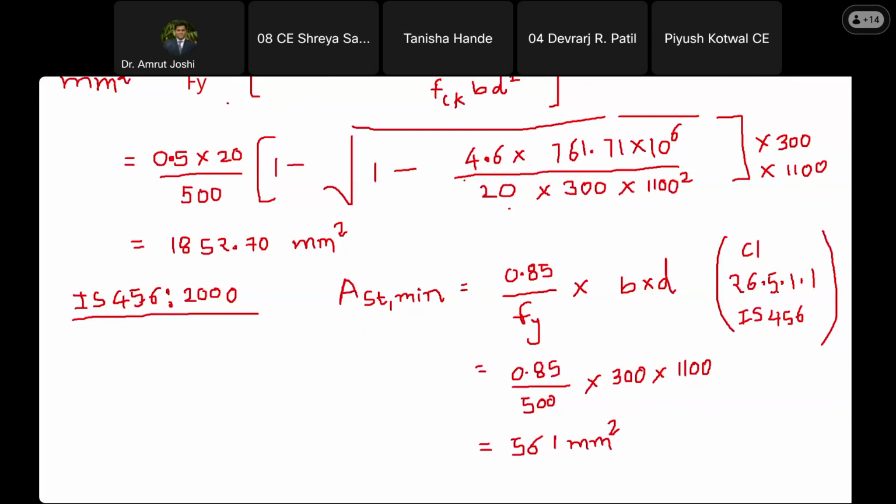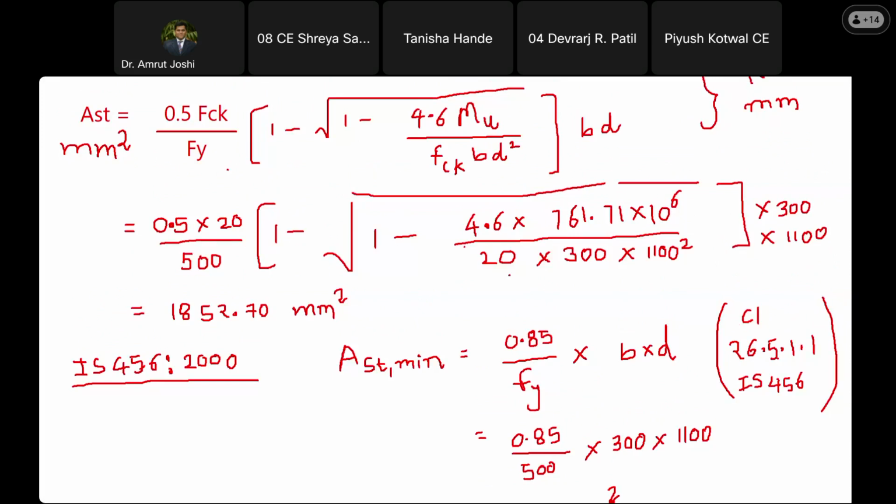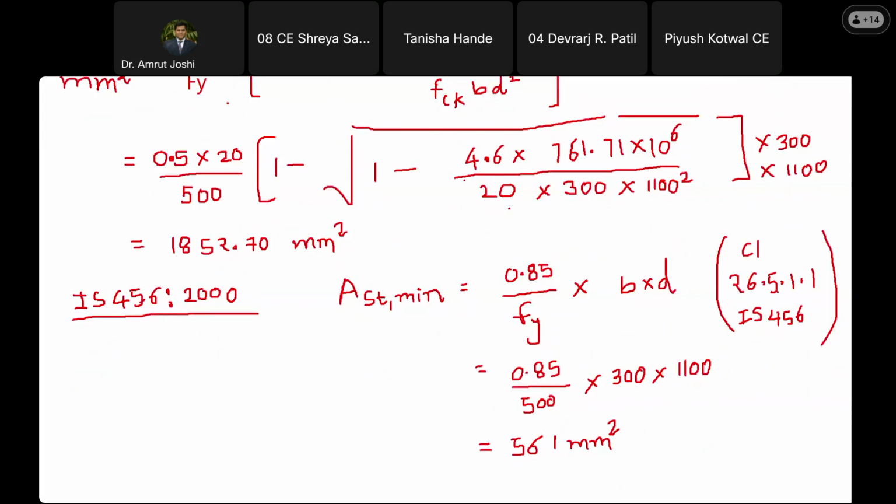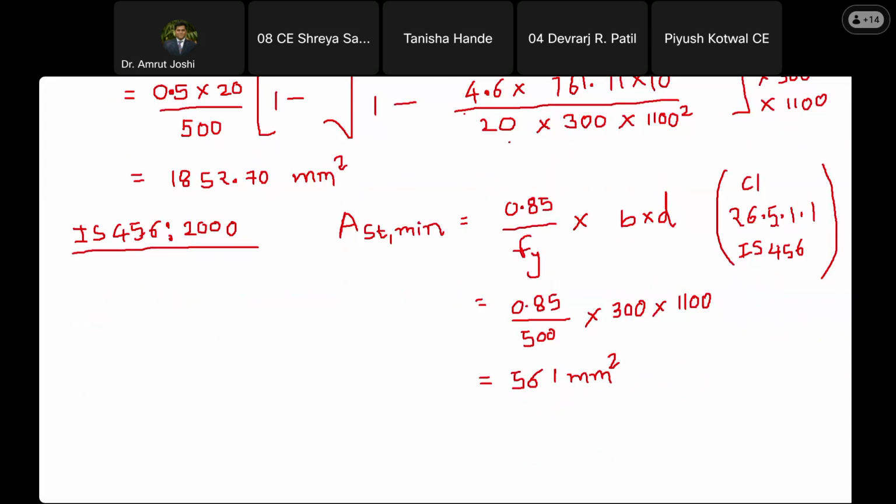Yes. So is the requirement of steel from flexure criteria greater than this? We require 1852.70. So is it greater than this? Shreya? Yes, sir. So therefore, what do we provide? Therefore, provide AST equal to greater of the two. So how much is this? 1852.7 mm square. Happy?